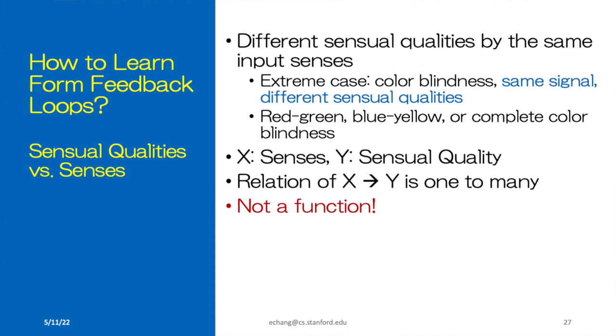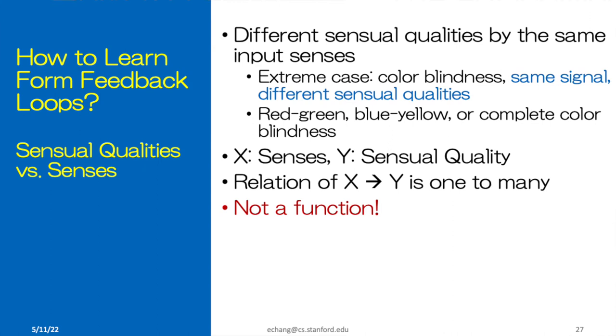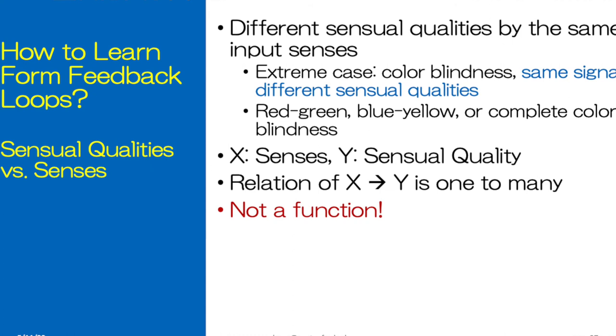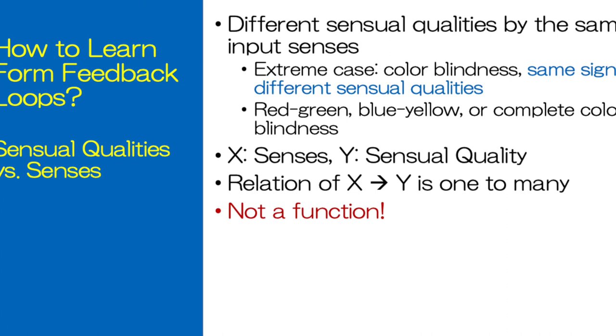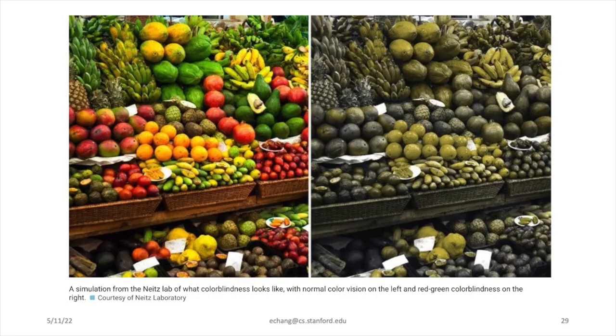But the problem is the other way: the same color, different sensorial qualities in different individuals. It's very evident for people who are colorblind. Their sensorial quality is different, even when we are perceiving the same thing. They have red-green colorblindness, blue-yellow, and also complete colorblindness. Let's look at one example of red-green colorblindness. On the left-hand side, there's no colorblindness. On the right-hand side, this person has red-green colorblindness, and this is how the person perceives.